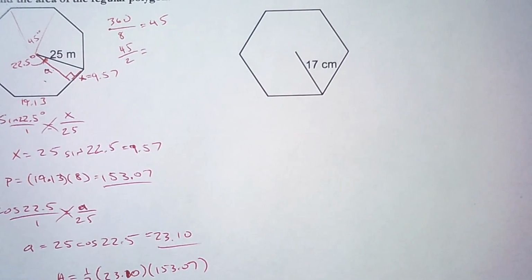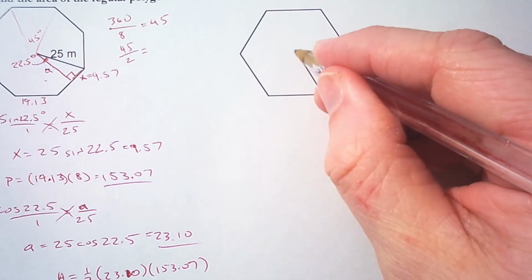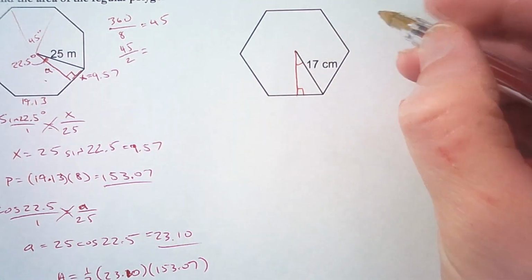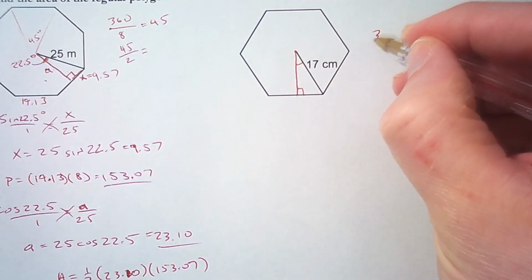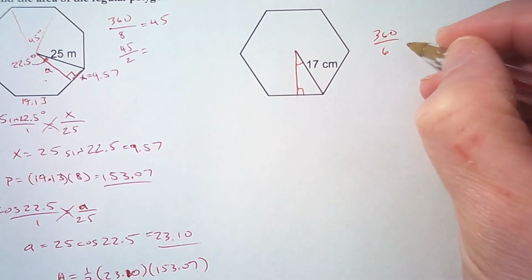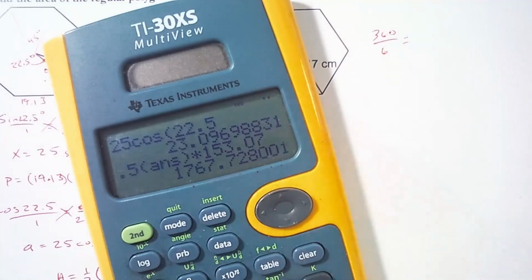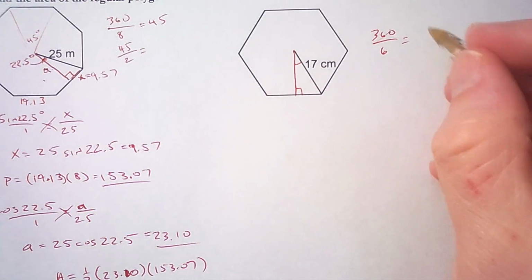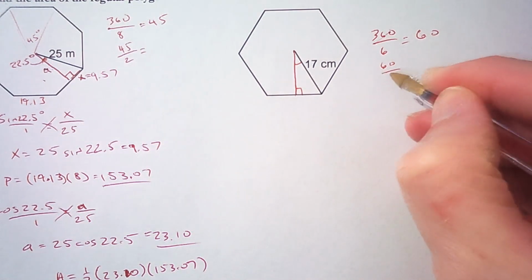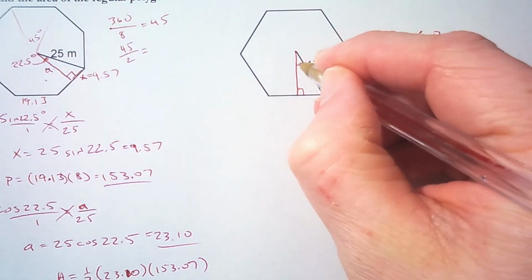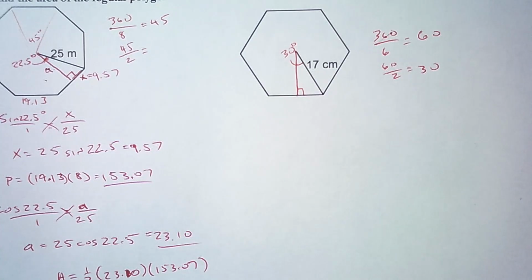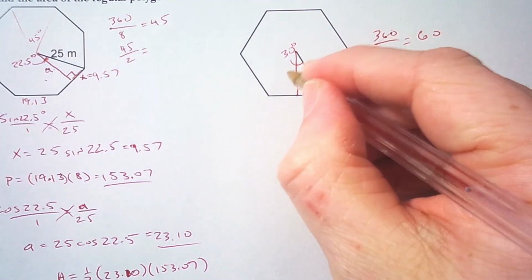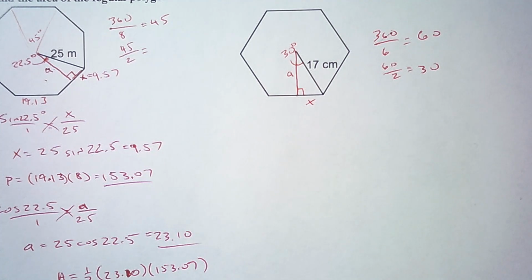Now here we have a hexagon, and I'll draw in an apothem and find this half central angle measure. We have 6 sides, so 360 divided by 6 is 60, and 60 divided by 2 is 30. So I have a 30-degree half-central angle. I need this side over here, and I need this apothem.